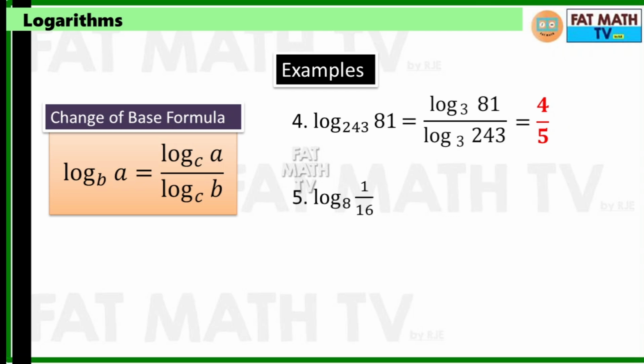So logarithm of 81 to the base 243 is 4/5. Number 5, logarithm of 1 over 16 to the base 8. That's logarithm of 1 over 16 over logarithm of 8. So we will choose base 2. So logarithm of 1 over 16 to the base 2 is the exponent of 2 to get 1 over 16. 16 is 2 raised to 4, but 1 over 16 is the reciprocal, so we should have negative 4. So negative 4 over the exponent of 2 to get 8, which is 3. So negative 4 over 3 is negative 4/3.